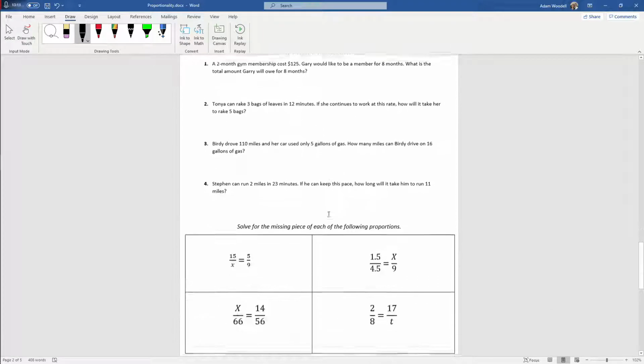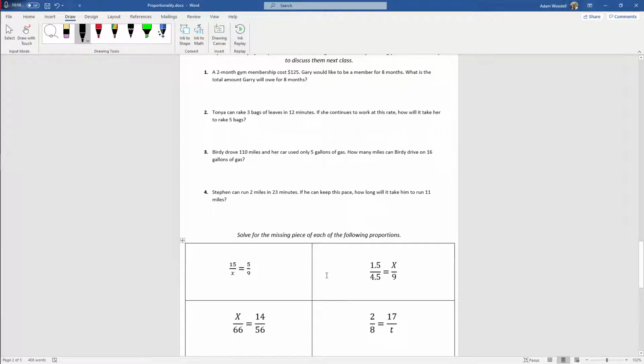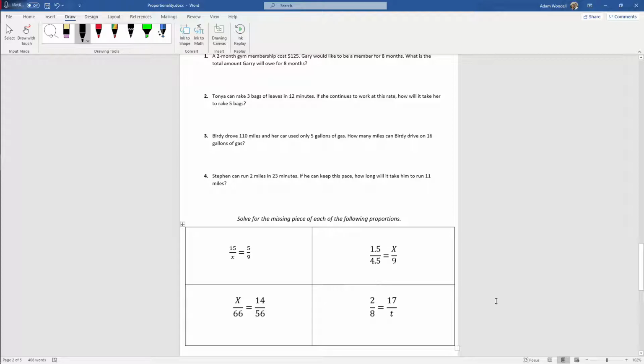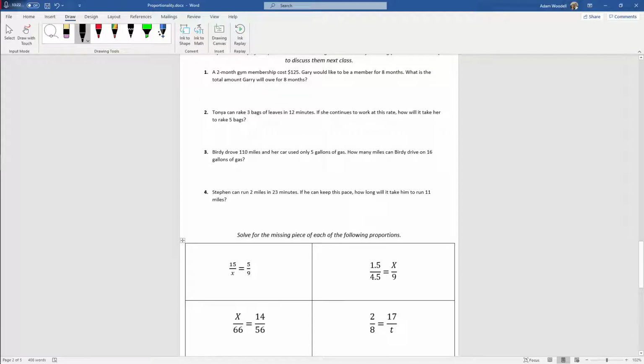There are a couple more practice problems down here below, whether it's the word problems or the find the missing parts. I want you guys to take a couple minutes, pause the video, maybe rewind and look at what I did before, and I'll give you the answers to these when I see you in class.